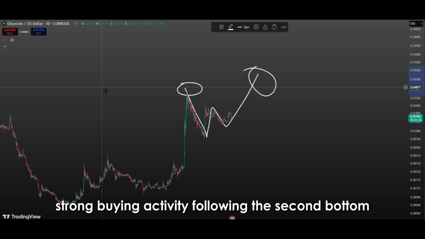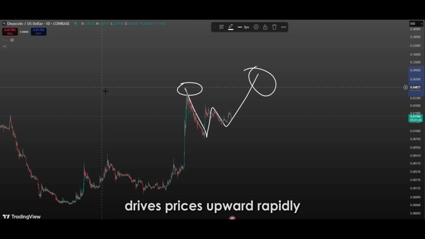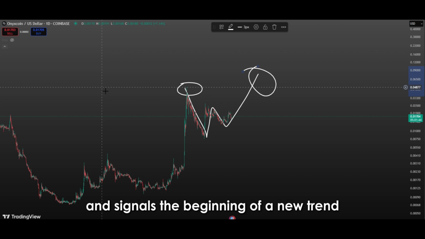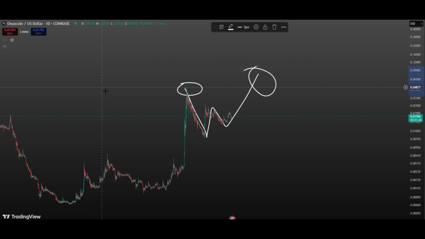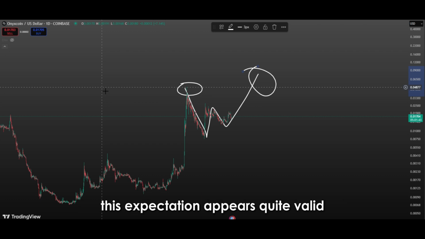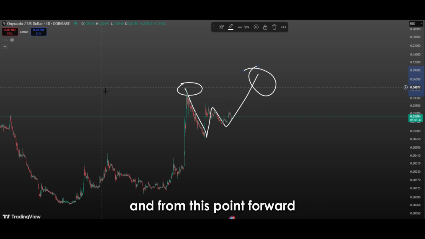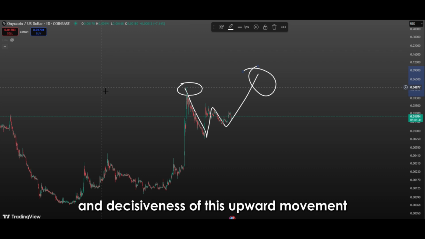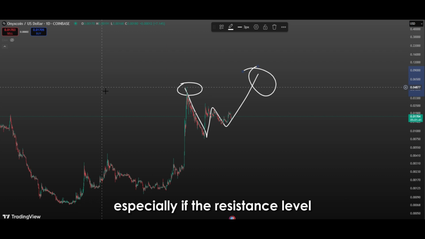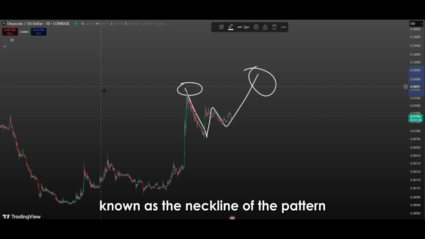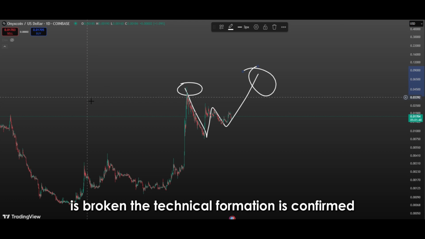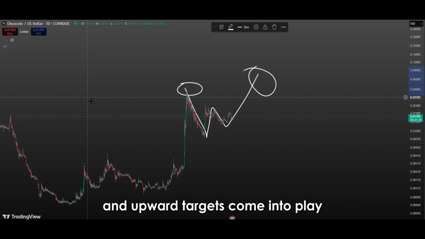As a result, strong buying activity following the second bottom drives prices upward rapidly and signals the beginning of a new trend. Based on the current structure on the chart, this expectation appears quite valid. The price has begun rising from the second bottom, and from this point forward, the key factor is the sustainability and decisiveness of this upward movement. Especially if the resistance level known as the neckline of the pattern is broken, the technical formation is confirmed and upward targets come into play.